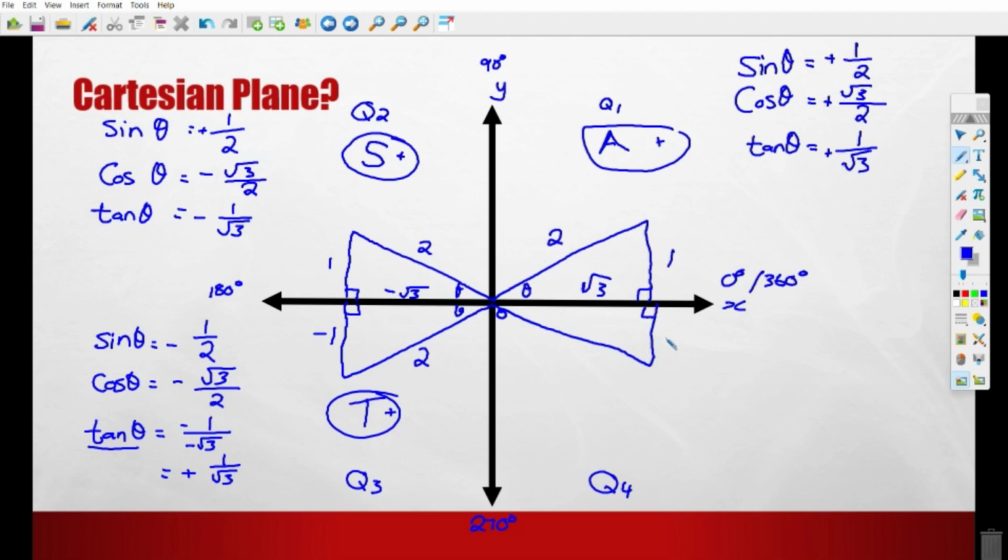It's also 90 degrees. That's going to be negative 1. That's going to be 2. That's going to be theta now. And we've got the square root of 3. Alright, so what I want you to note as well is that the hypotenuse of all my triangles, the angle that's opposite the 90 degrees, my hypotenuse is always positive. Can you see that? Okay, that is important to note.